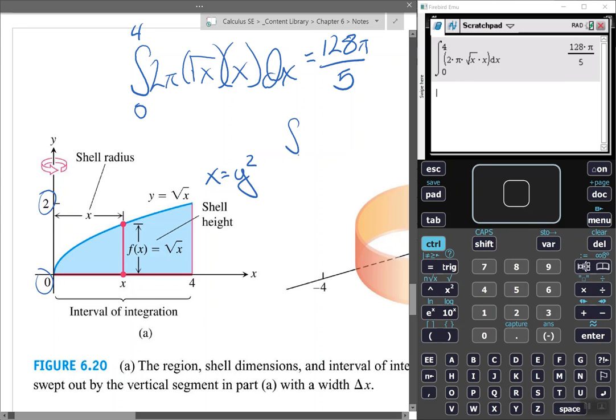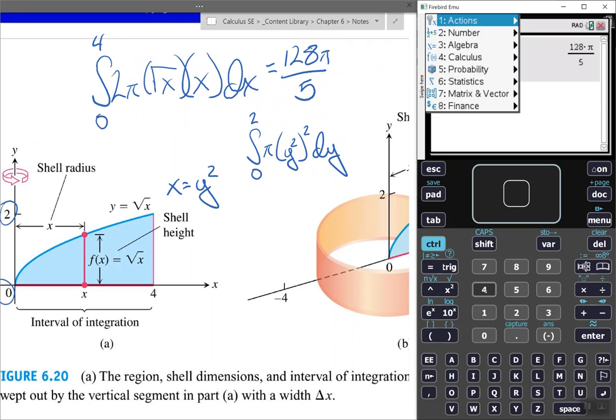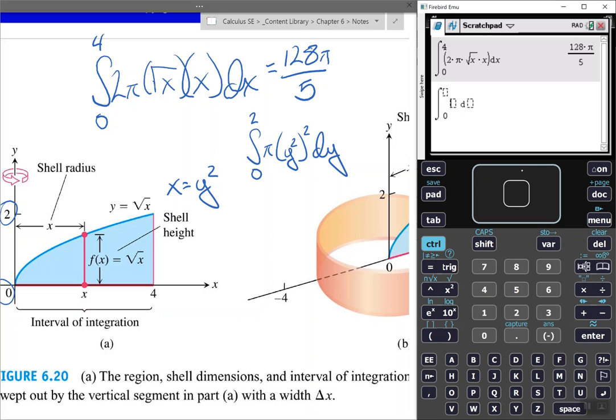So it'll be the integral from 0 to 2. That equation was pi r squared. So we'll do pi. The radius is y squared, squared. And it'll be dy. All right, so we should get the same 128 pi over 5. And that's going to be y to the 4th dy.